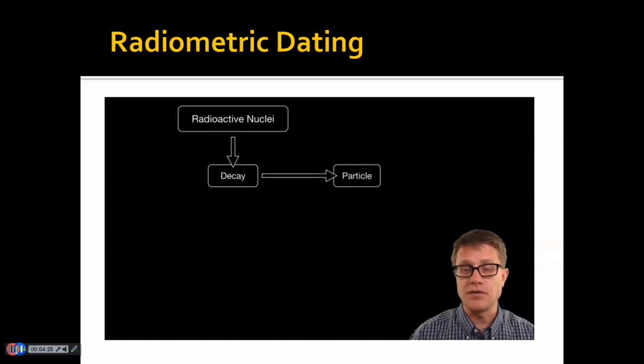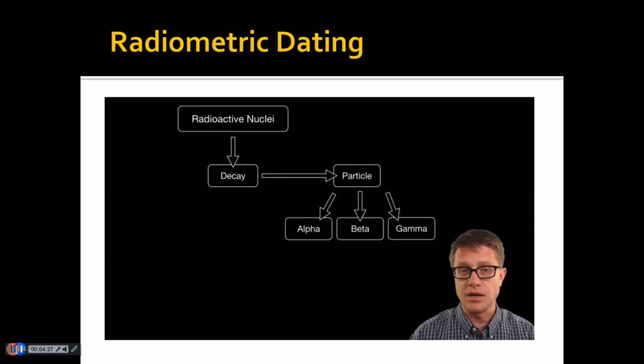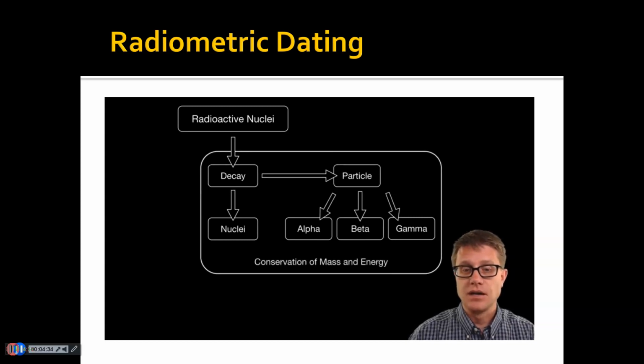They're going to kick off some kind of a particle. It could be alpha, beta, or gamma. And then they're going to form a new, usually more stable nuclei. And so in this radioactive decay, mass and energy are conserved. We've talked about that in previous videos.